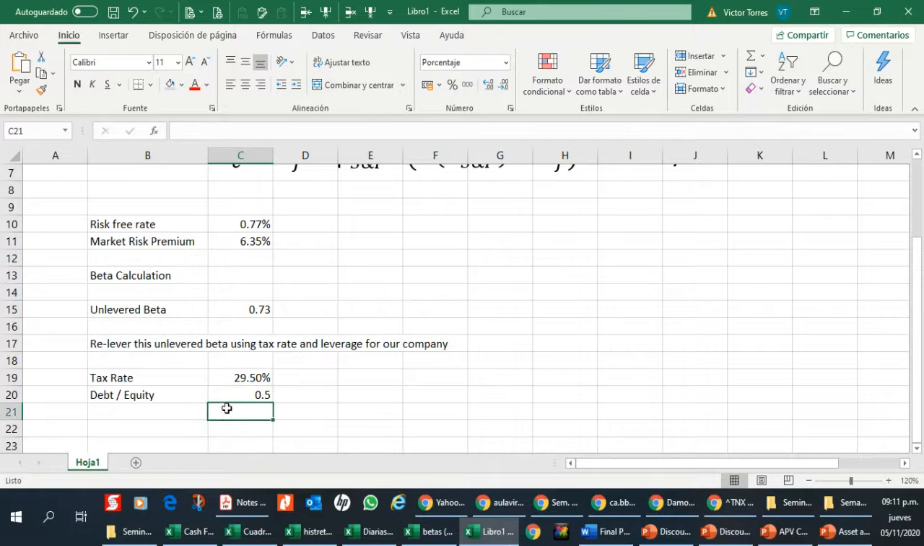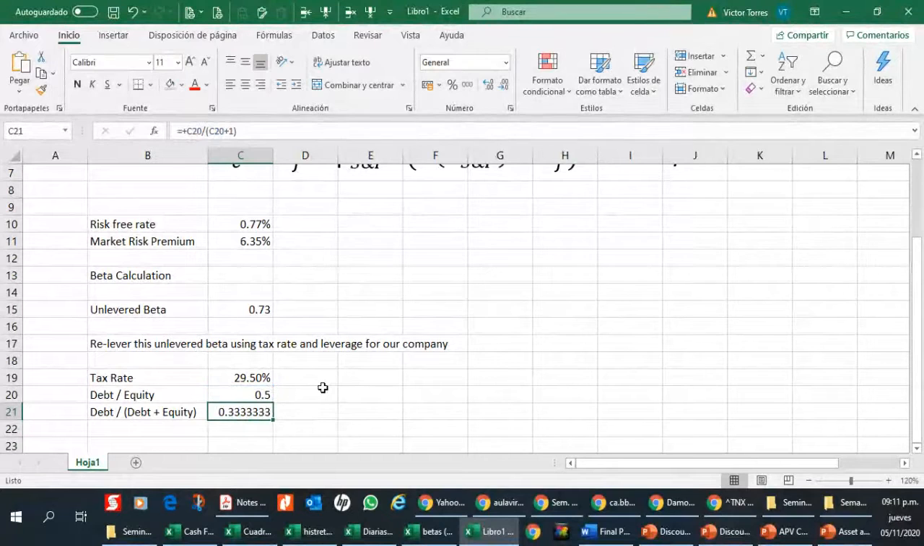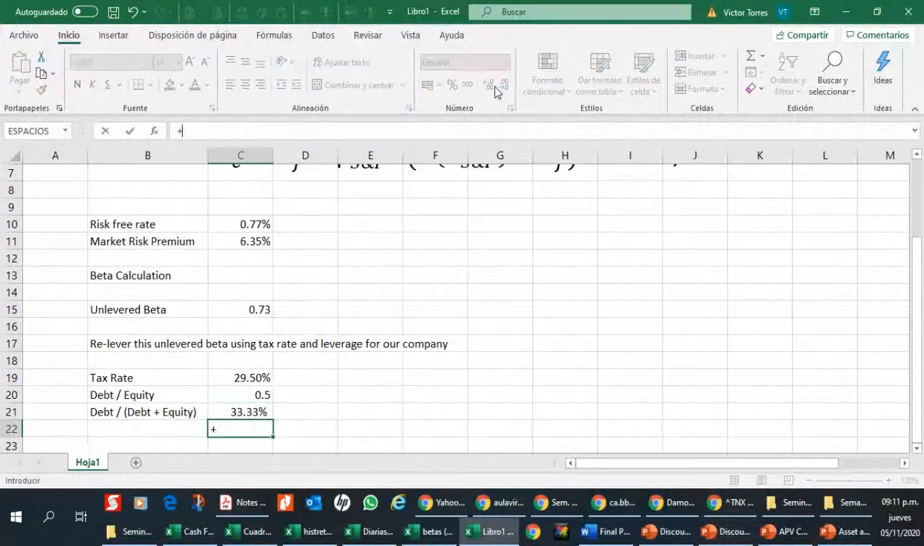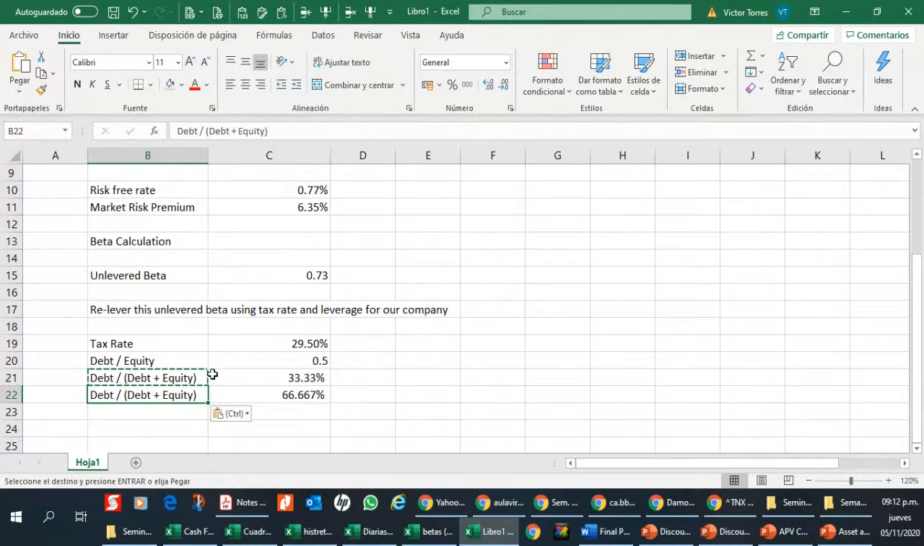The debt over equity is going to be 0.5, right? And logically, this implies that your debt over debt plus equity is 0.5 divided by 0.5 plus 1. So you are financing 33.3% with debt, and logically, the other portion that is being financed is the equity side.